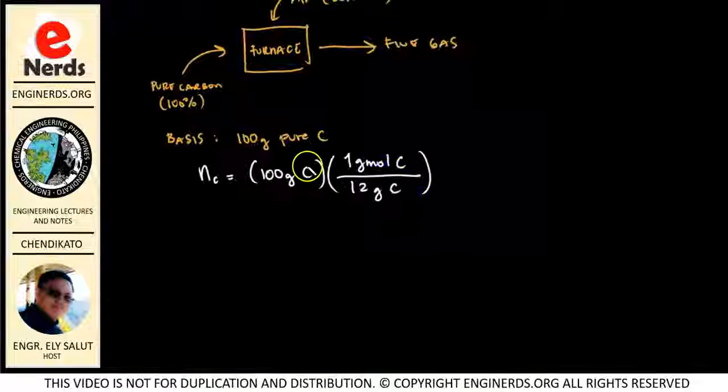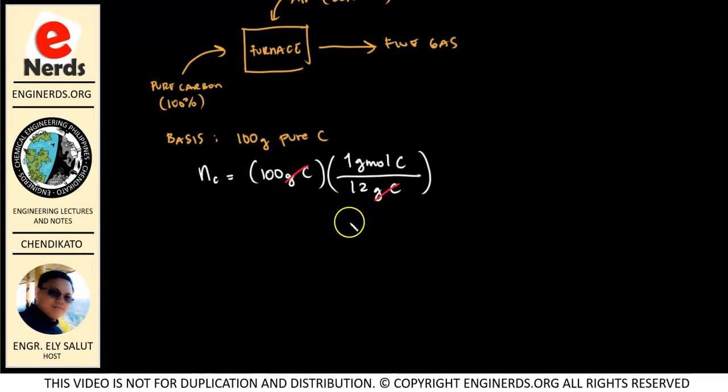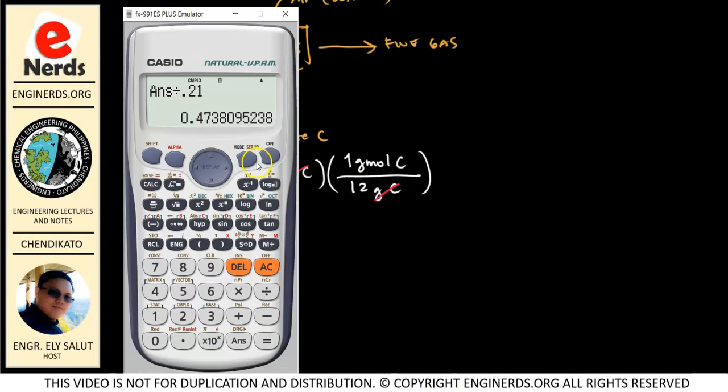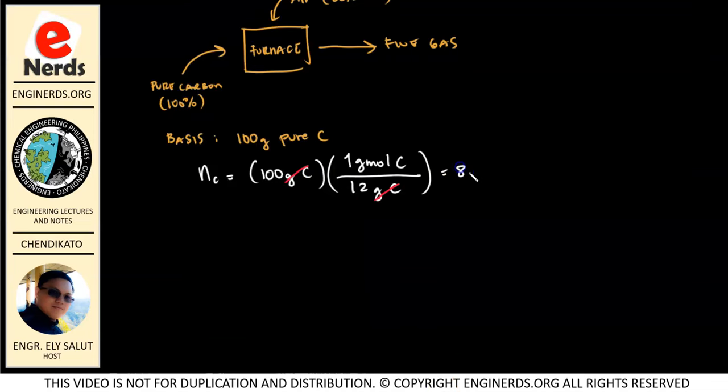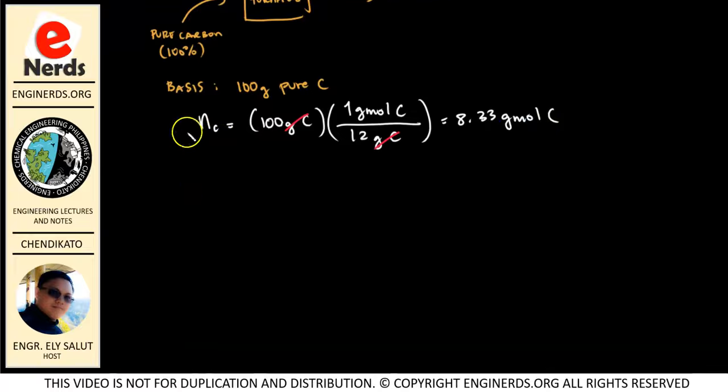Okay, so, gram of carbon will be cancelled out. So, ang makukuha natin is in gram mole of carbon. So, 100 divided by 12 is equal to, siyempre, 8.33 gram mole of carbon. So, if we have complete combustion, lahat ng ating carbon will be converted to carbon dioxide. So, carbon plus O2 will produce carbon dioxide. So, alam natin kung ilan yung number of moles ng ating carbon.